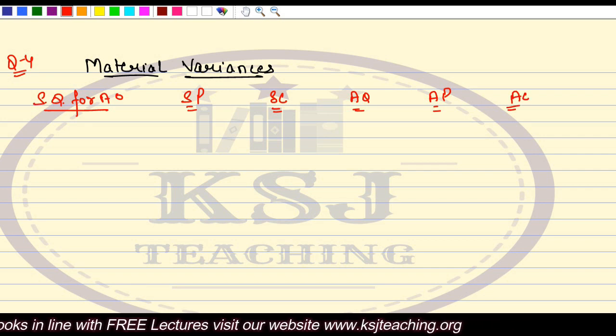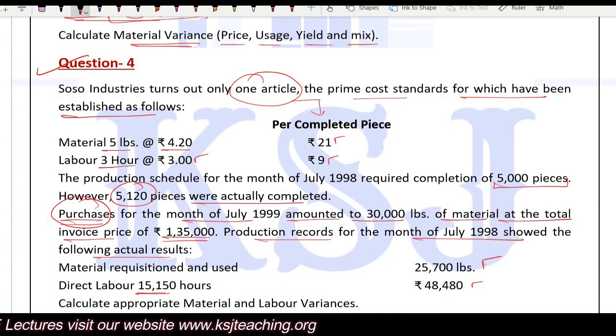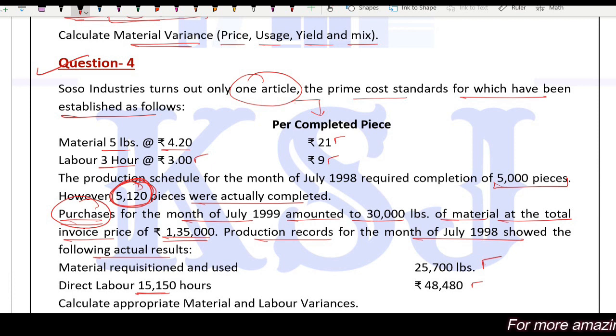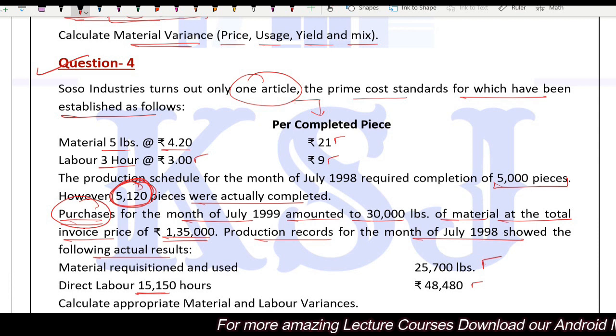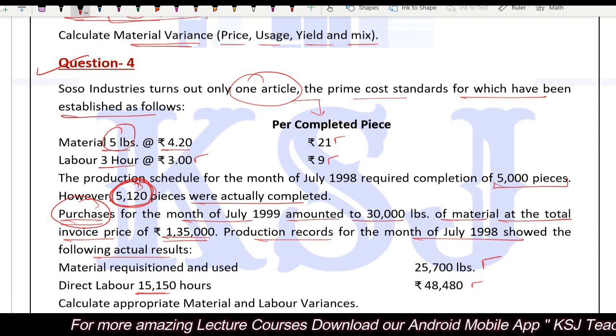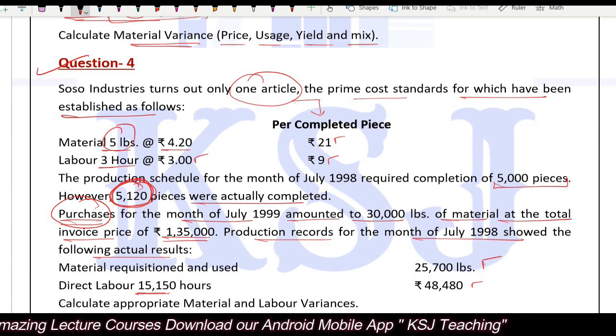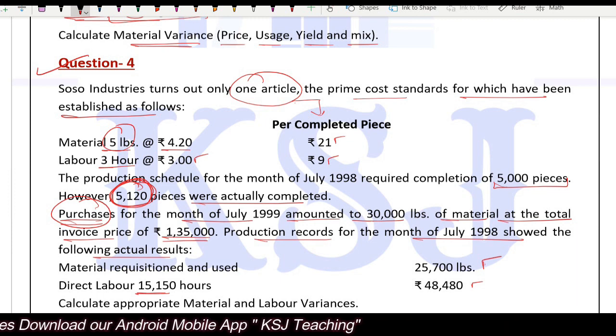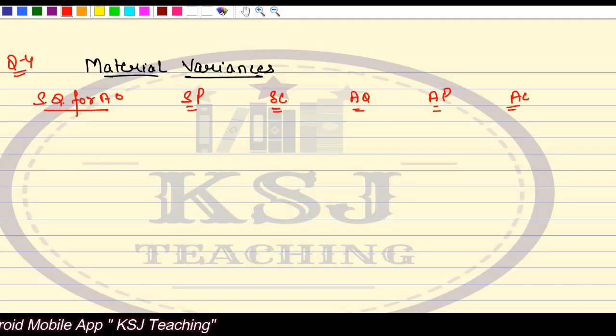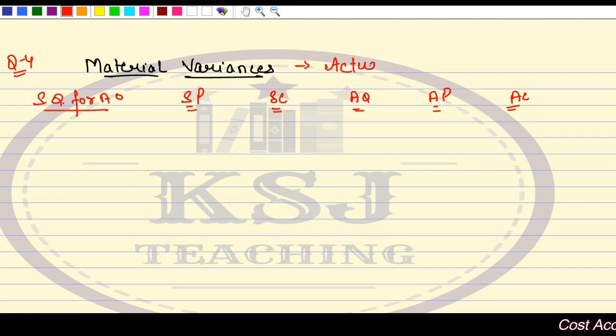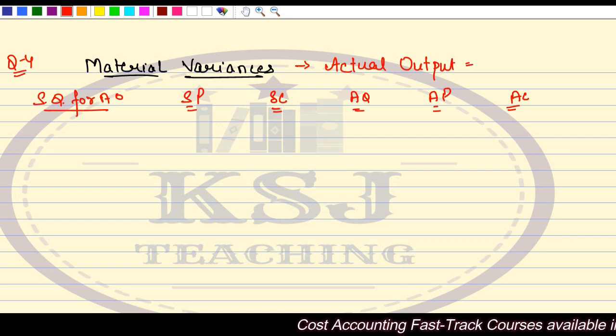Now, first you need to understand what the actual output is. Actual output is 5120 pieces, right? This is given as the actual output. So what will be the standard quantity for 5120? For 1 unit, it is 5 lbs, right? So for 5120 pieces, what will be the standard quantity? In this case, if we talk about the actual output, my actual output is how much?